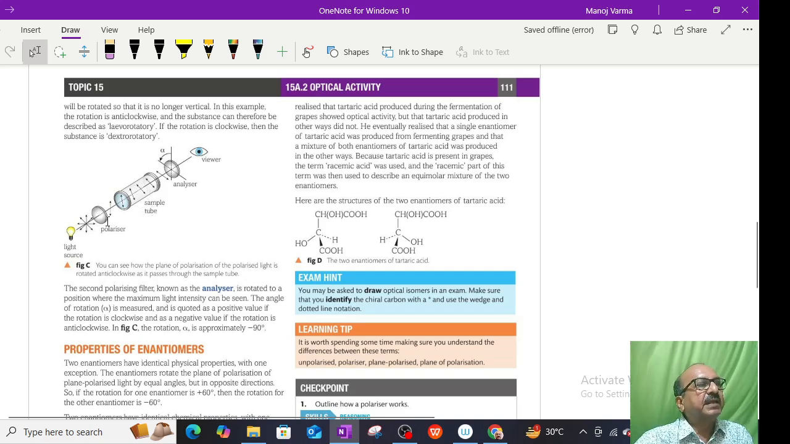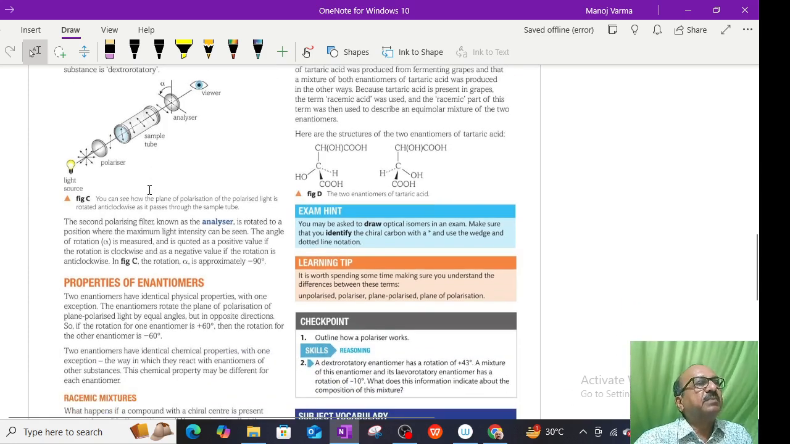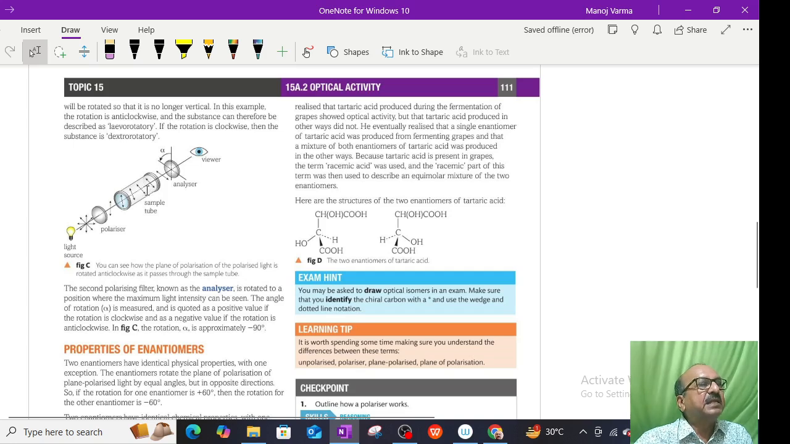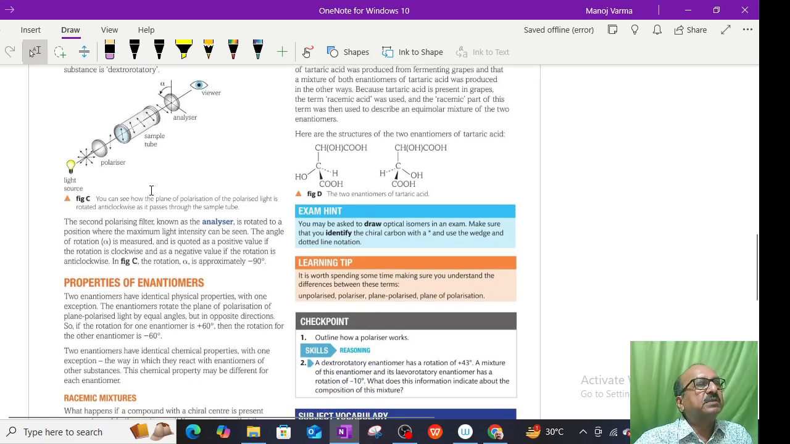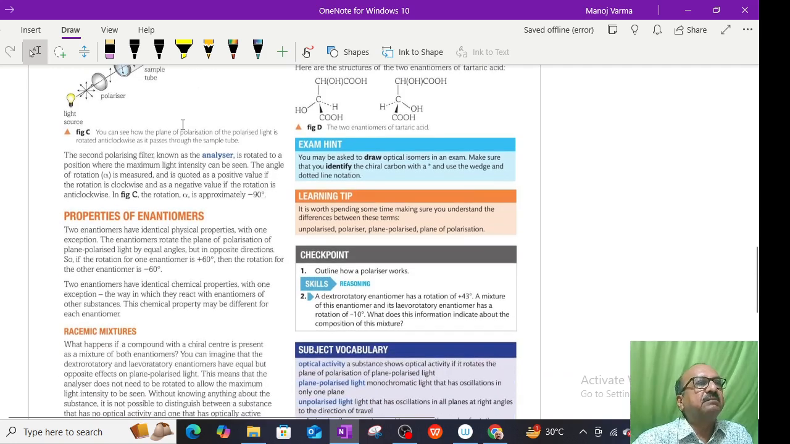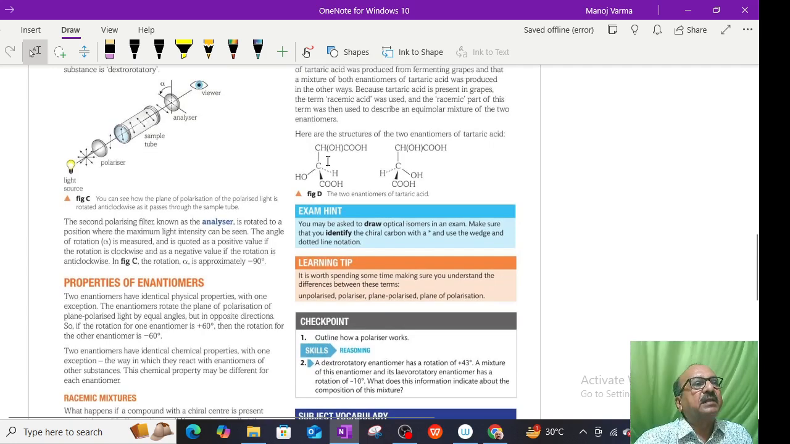But because it is vibrating in only a single plane, it is easy to identify whether this plane has been rotated or not rotated. And if this rotation takes place, then we say that the substance taken over here is optically active. And if there was no rotation, then it means that the sample was optically inactive. Now it has been found that in order for this organic molecule to be optically active, it must contain a chiral carbon. That means this carbon should be joined to 4 different groups.